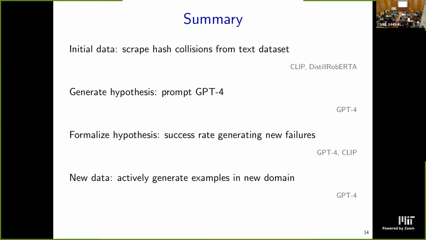To summarize this part, we did this four-stage pipeline. We had initial data that we got by scraping for hash collisions. We generated hypotheses by prompting GPT-4. We formalized the hypothesis as the success rate at generating new failures. And then to validate out of distribution, we actively generated examples in a new domain. And I guess one point I want to make is that if you just did this, you would get somewhere, but maybe not that far.